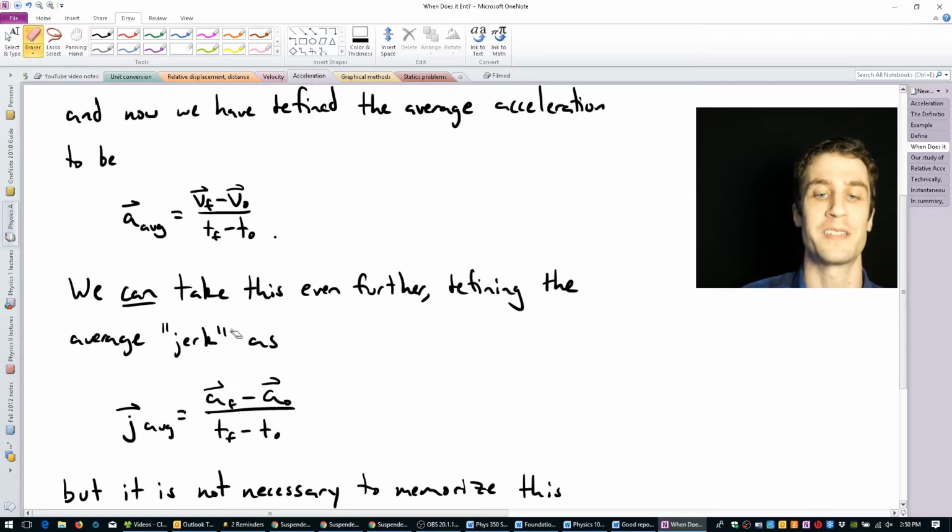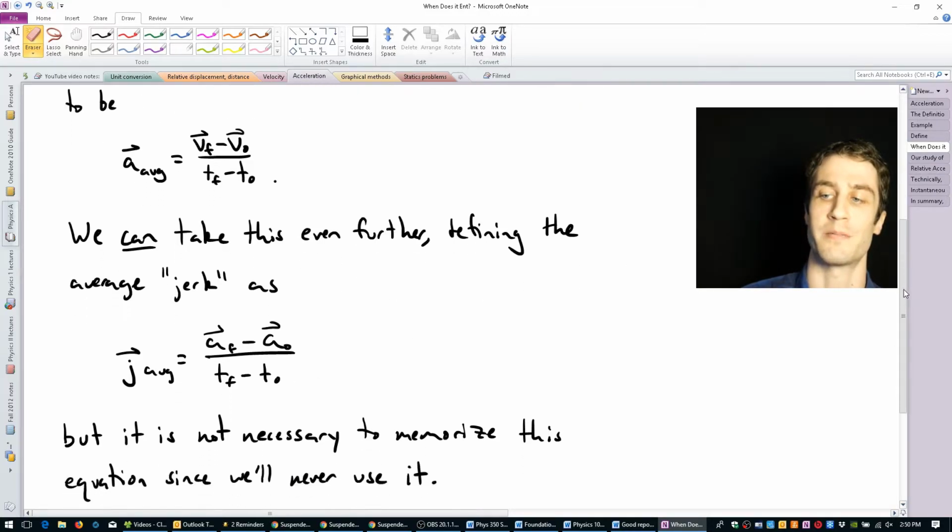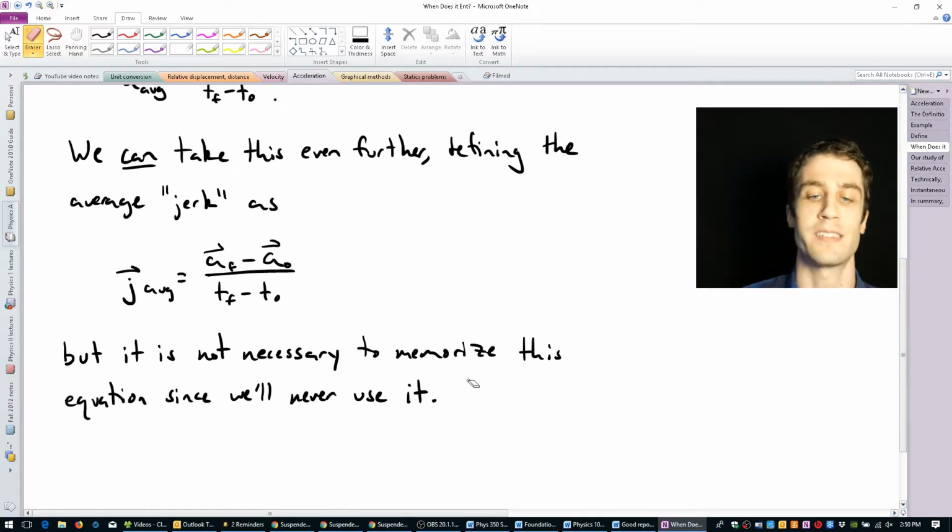This is an honest-to-goodness term in physics. Jerk is a change in acceleration. Don't bother writing this down, because we're not going to use it. It's not necessary to memorize this equation because we'll never use it.